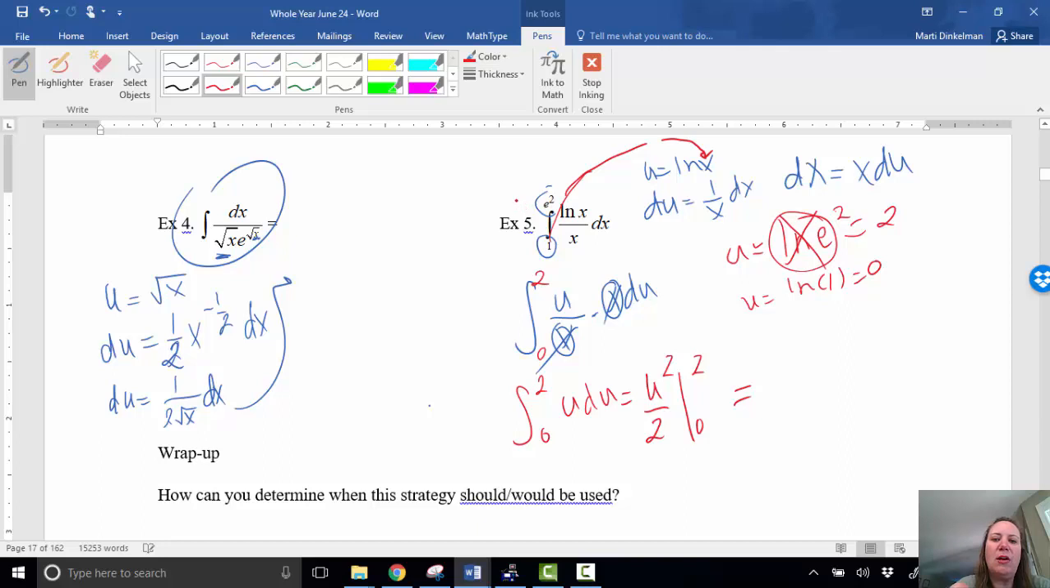In fact, when you get to some higher levels of calculus, when you have multivariable, sometimes professors will ask you to write x equals and u equals right here so that you know for sure what variable you're trying to plug in for. Okay, so 2 squared over 2 is going to be 2 minus 0, so 2 is our final answer.